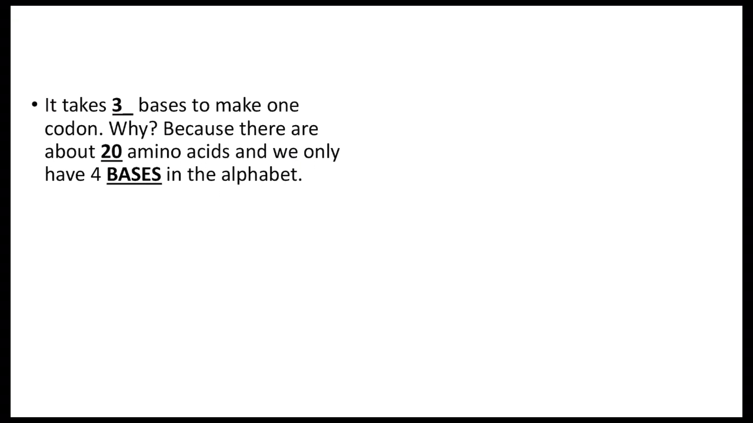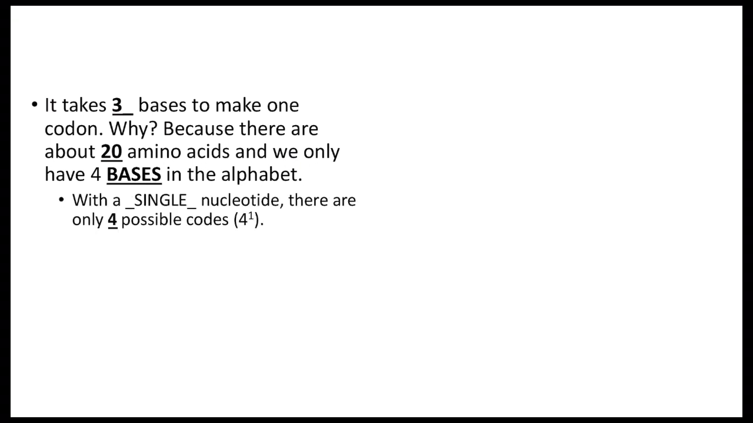It takes 3 bases to make 1 codon. This is because there are about 20 total amino acids, and we only have 4 bases in our alphabet. So the code that we are creating is based on the 4 possible nucleotide bases, A, C, U, and G. If we were to just use a single nucleotide, there would only be 4 possible codes, right? So A would be 1, U would be 1, G would be 1, C would be 1.